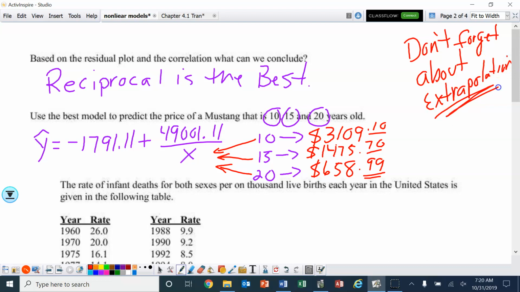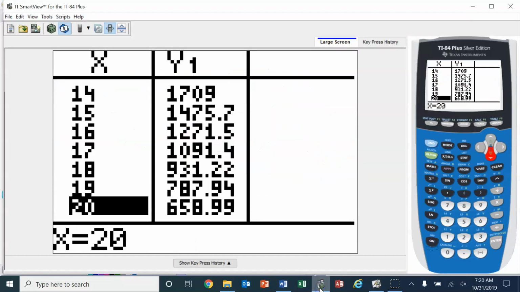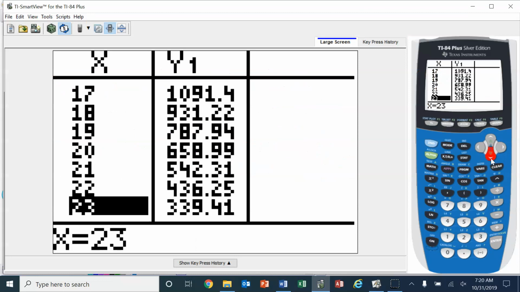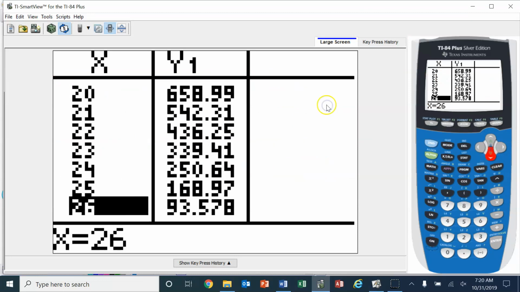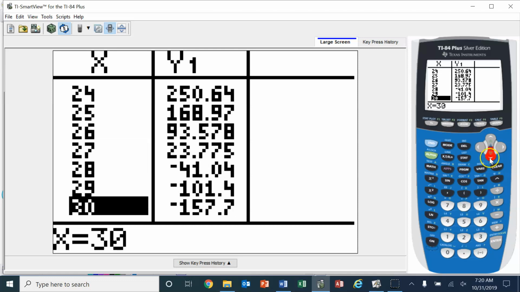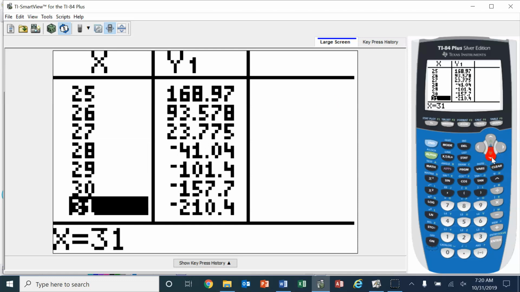All right, remember that is predicting beyond the data. And you'll notice that if I keep going, eventually I'm going to run into negative numbers, and that's just not possible. The lowest value, they're not going to pay you to keep the car. You're not going to pay them to take the car. You're going to give them the car and give them cash? I don't think so. So the lowest value here would be $0.